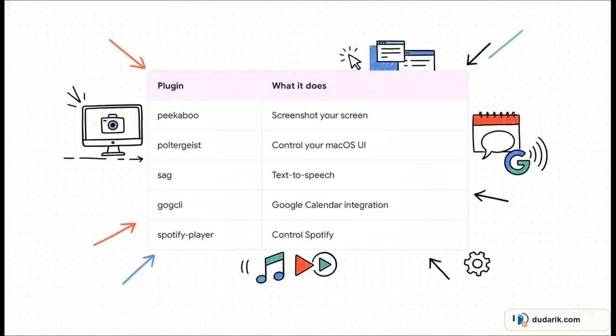And just look at the kind of power we're talking about. With one line in a file, you can give your agent the ability to see your screen, to literally click and type for you, to manage your Spotify, or even check your Google Calendar. This is where it stops being just a tool and starts becoming a true assistant.